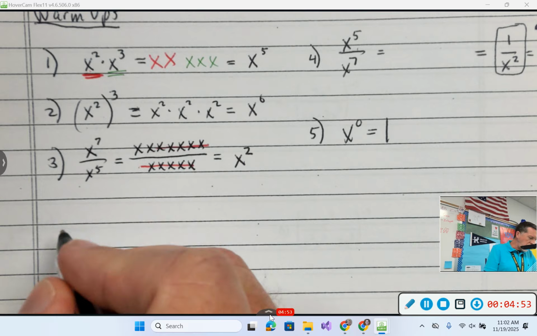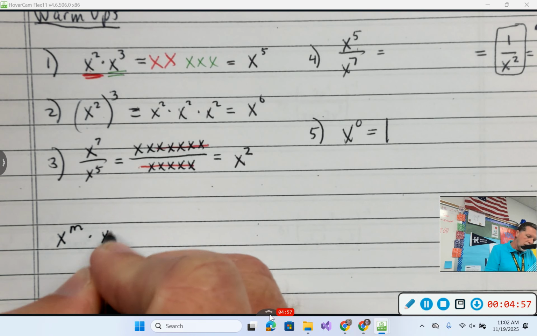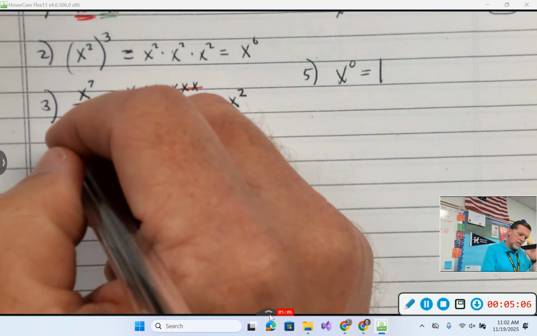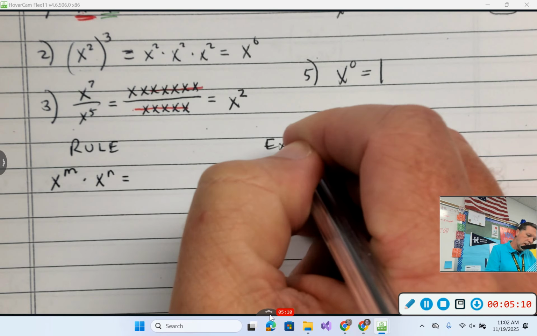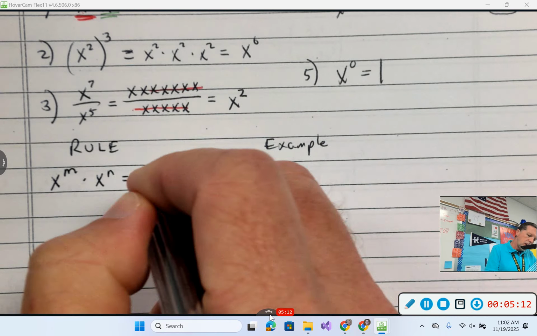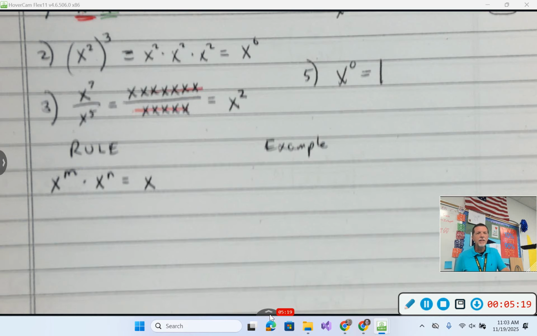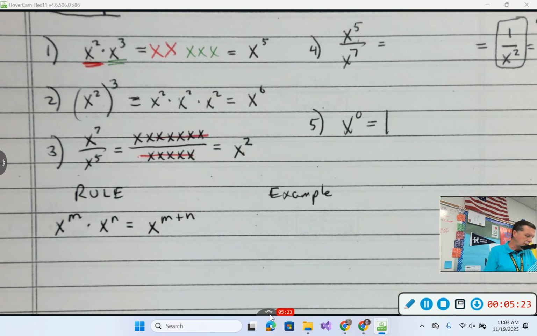Okay, let's do some generic rules here and keep practicing with these. So x to the m times x to the n, what would we do? X to the what? M plus n, right? Because we're going to add, this matches number 1, we're going to add those exponents. So m plus n.